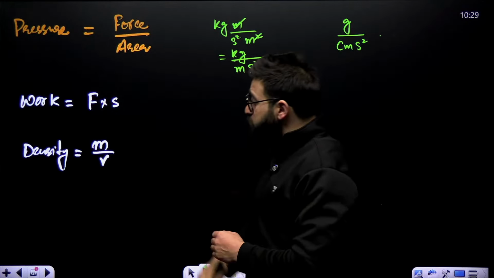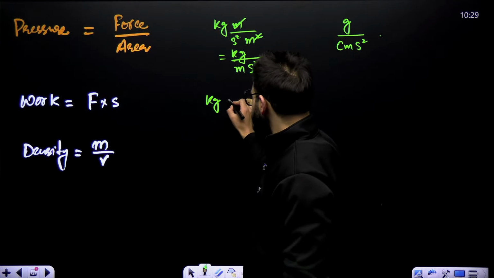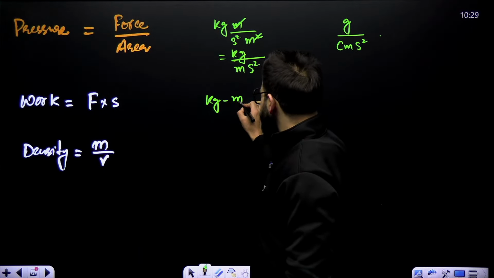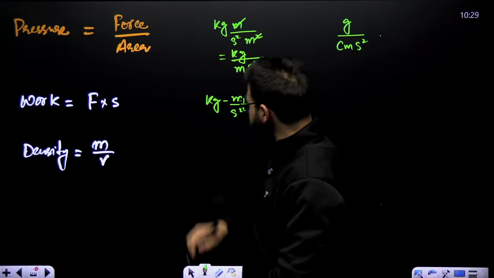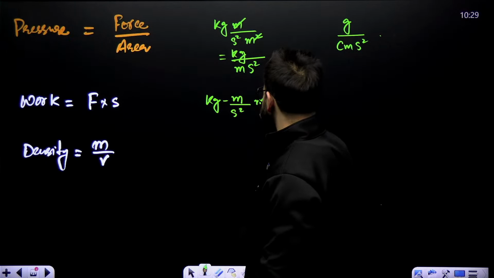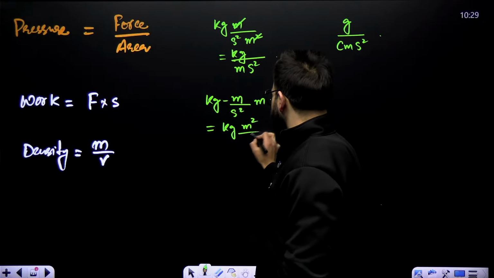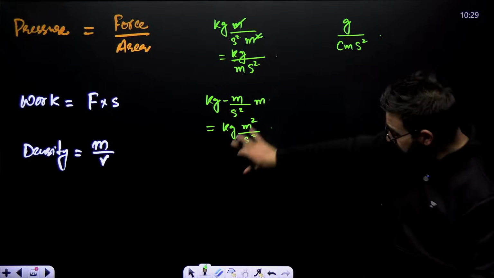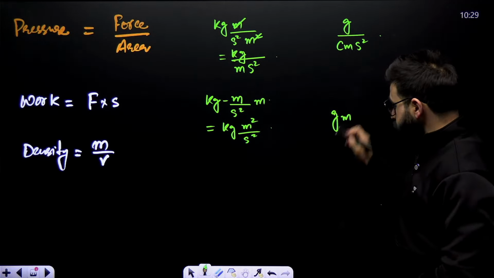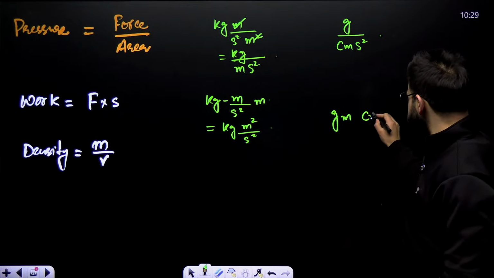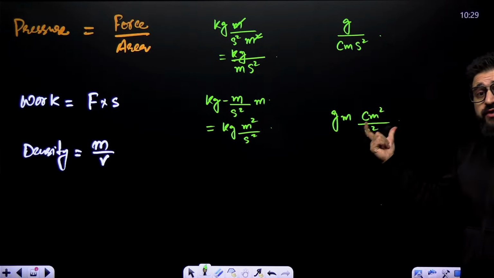Work is force multiplied by displacement. What is the unit for force? That is kg meter per second square. This is force multiplied by displacement. Displacement is over here meter. So you can say this is kg meter square upon second square. Similarly, instead of kg, we write gram, and instead of meter, we write centimeter square upon second square, because here we take the second also.